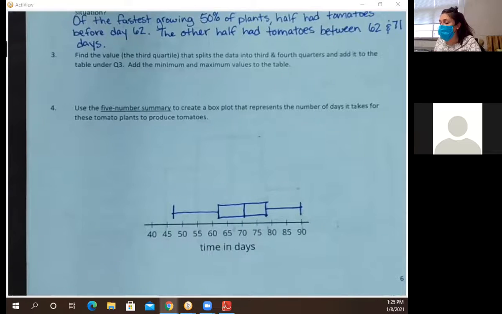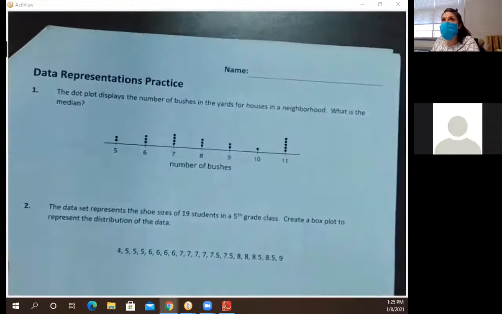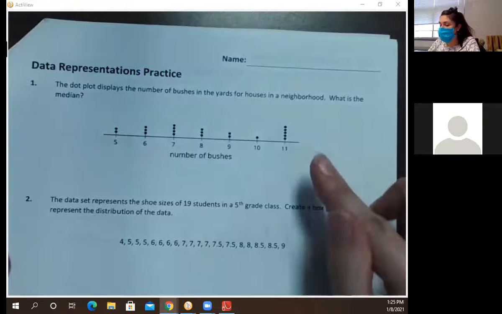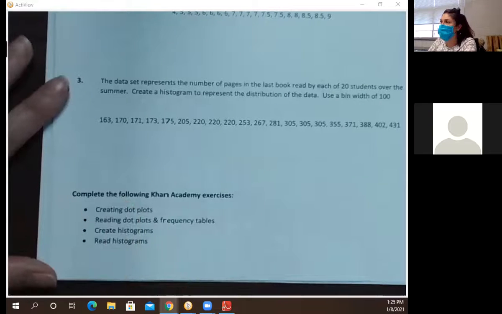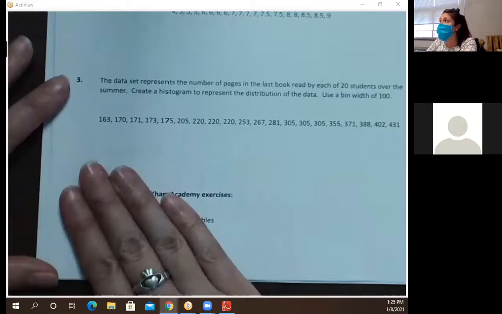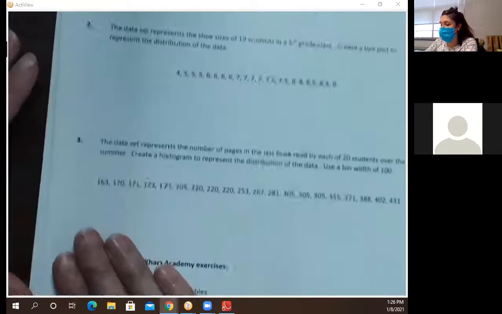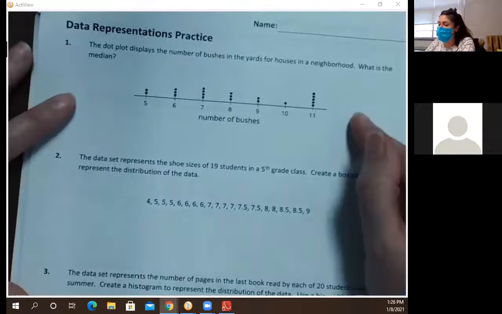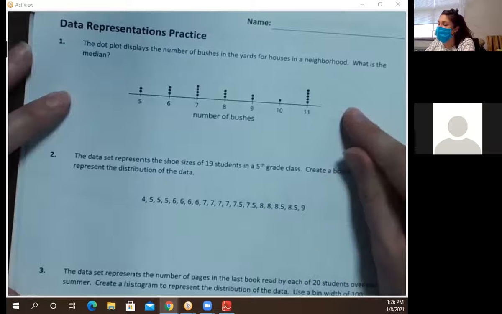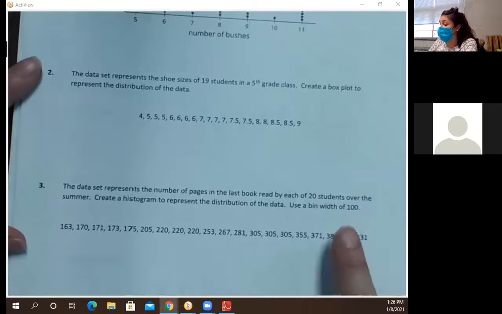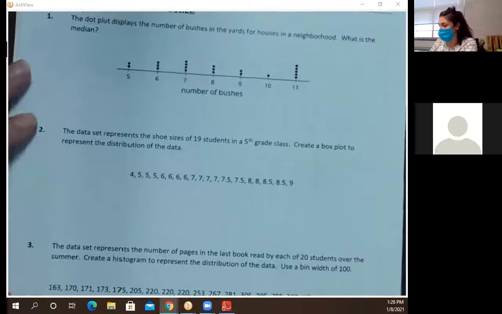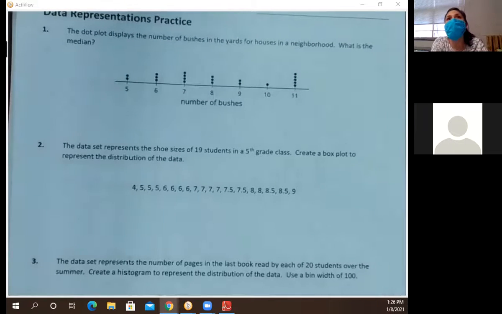Okay. So for tonight, your homework is on page 7. I want you to look at problems 1, 2, and 3. There's a set of Khan Academy assignments listed down here at the bottom. Do not worry about those for tonight. Okay, just problems 1, 2, and 3. So it's asking you to pull some information out of a dot plot, create a box plot, and create a histogram. It gives you your bin width there. Okay, I want you to work on problems 1, 2, and 3 for homework tonight.